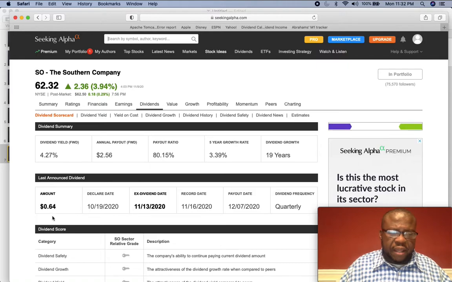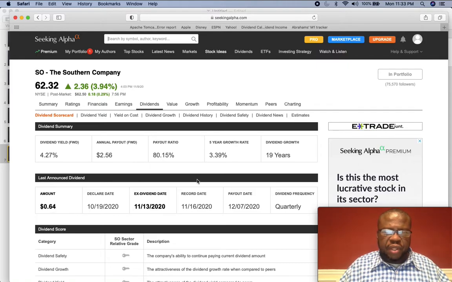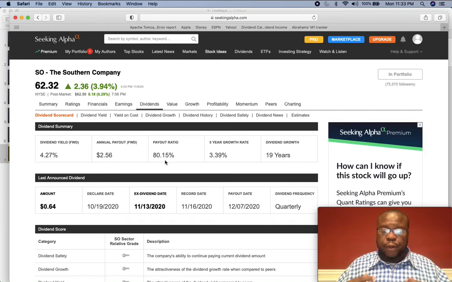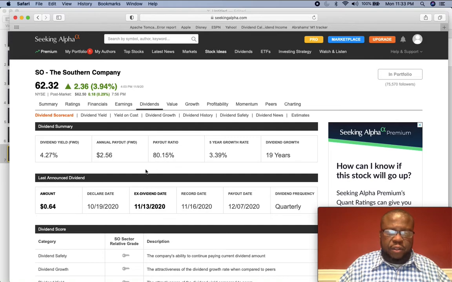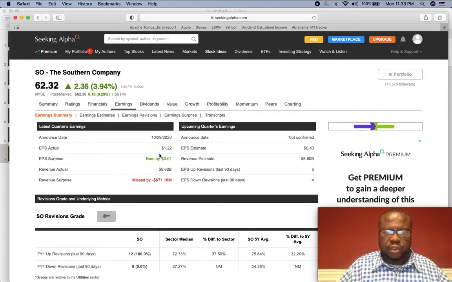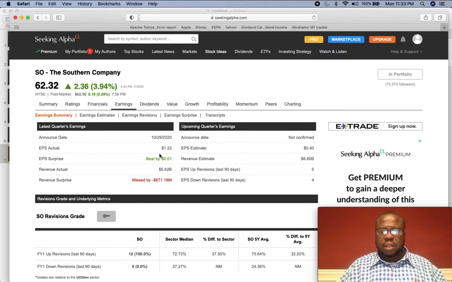So the Southern Company pays 64 cents per quarter. For the year, it's paying about $2.56. Now look at the payout ratio, 80%. So 80% of the earnings is being given back to the shareholders in the form of dividends. So they're only keeping about 20% back to grow the company, research and development, and so on. But we said that is not unusual. That is standard or normal for the utility sector, right? So 64 cents is the dividend per quarter. Let's look at the earnings. So it's making about $1.22. It's giving about 62 cents. Okay.